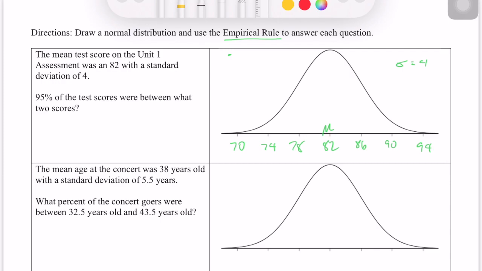So 95% of scores were between what two scores? So 95, if you remember, corresponds to 2 standard deviations. And so that would be here, right? 1, 2, and here, 1, 2. So this is the area that they're referring to. And that would be the scores of 74 and 90.